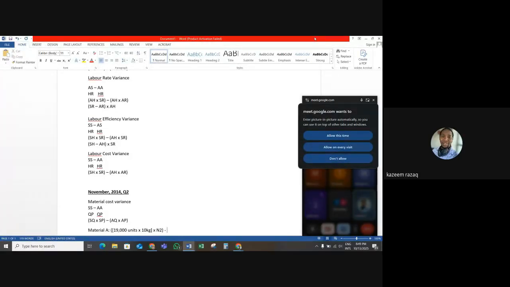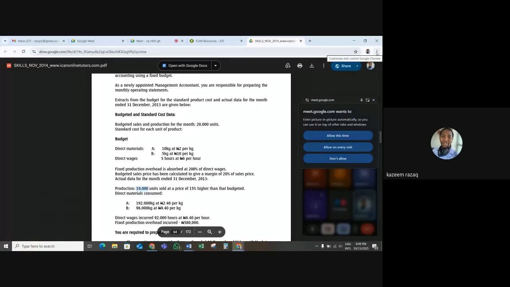Don't forget, this is material cost. Total cost is different from price. Price is for 1 unit, right? So standard quantity for the total production times standard price. Now, actual quantity used. How many quantities was actually used? So this is it. Direct materials consumed for material A is 192,000.